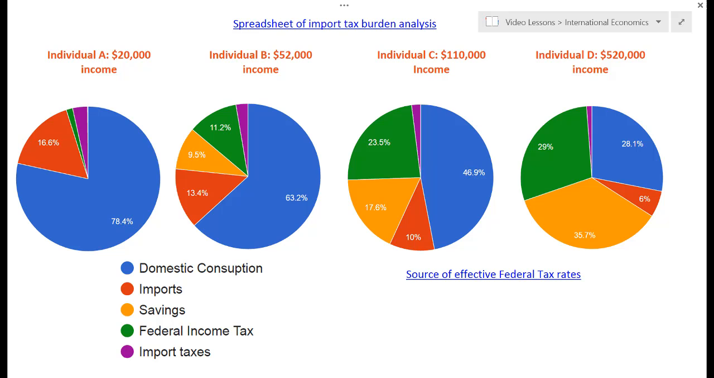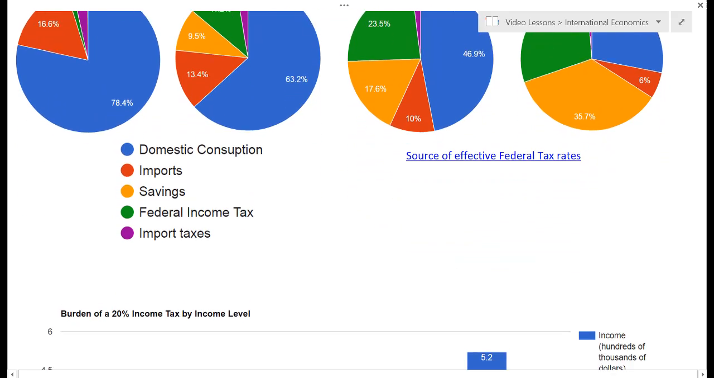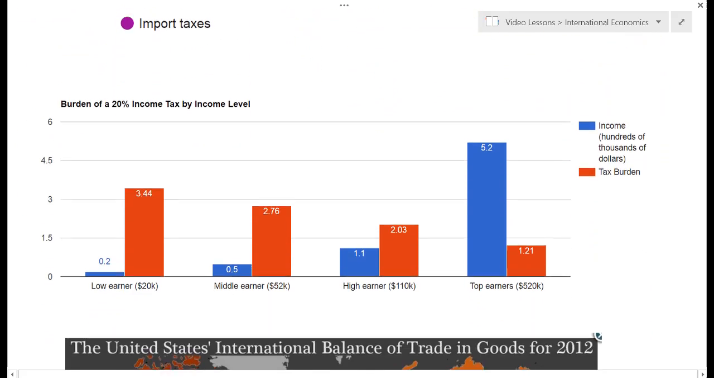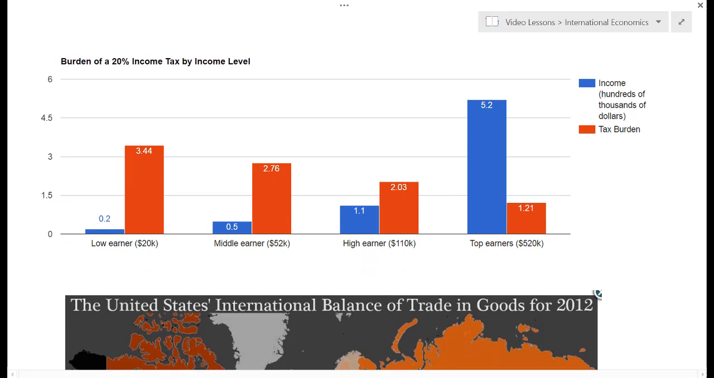That's the area that we really need to look at in order to understand the effect of a 20% import tariff. Now I'm going to scroll down to another chart here, and what we're going to see is a very simple analysis of how, as incomes rise in America, the percentage of total income going towards a 20% import tax decreases.